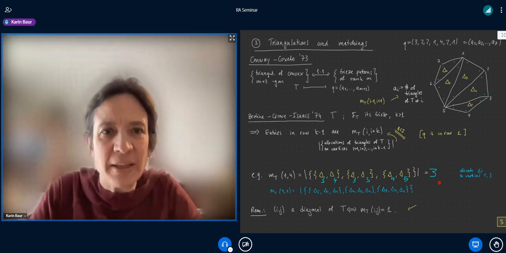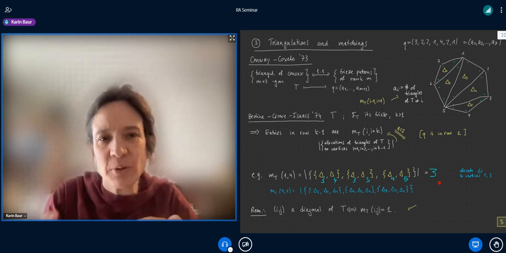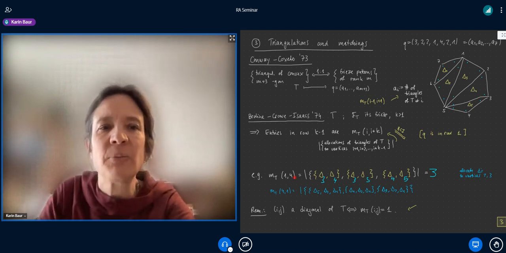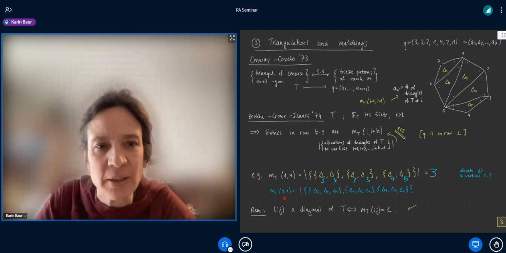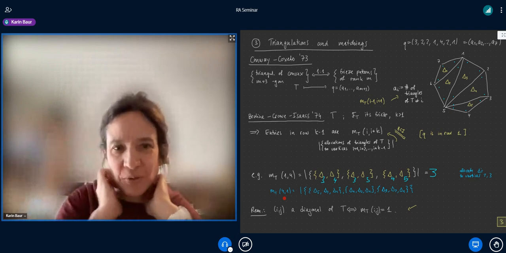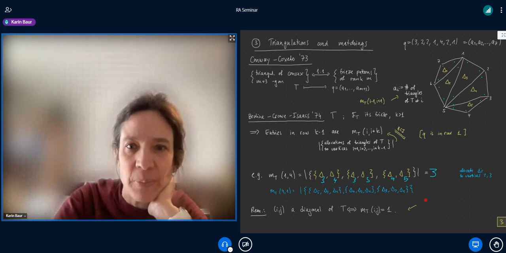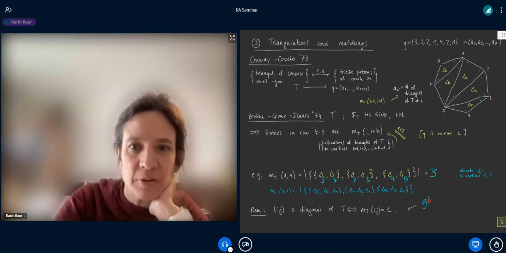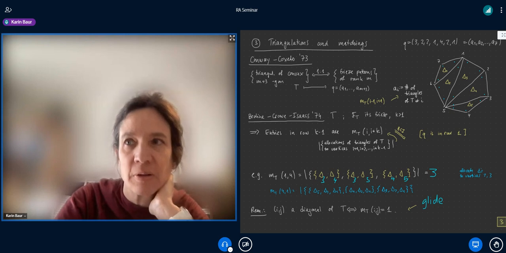So that's what Broline, Crowe, and Isaacs showed, and in fact they also show it's symmetric. So if the entry in position 1, 4 is 3, then also the entry in position 4, 1. And that explains the glide reflection we had before. Let's just make it short and write glide.